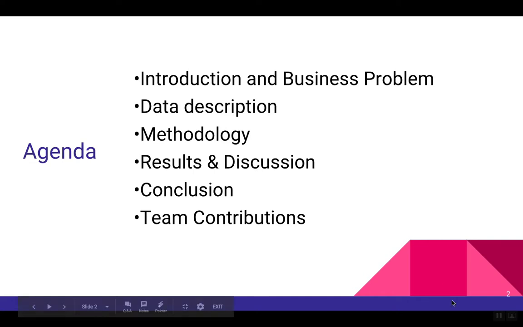So what we're going to be walking you through today is an introduction and business problem, data description, methodology, results and discussion, overall conclusion, and we'll end it up with our team contribution.